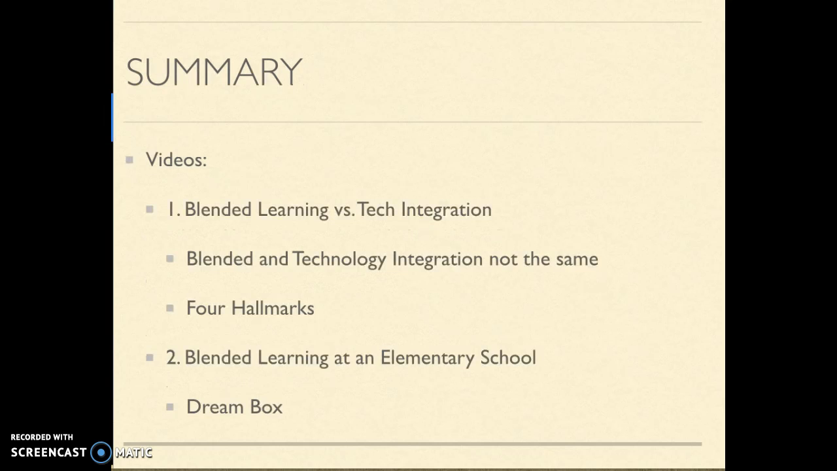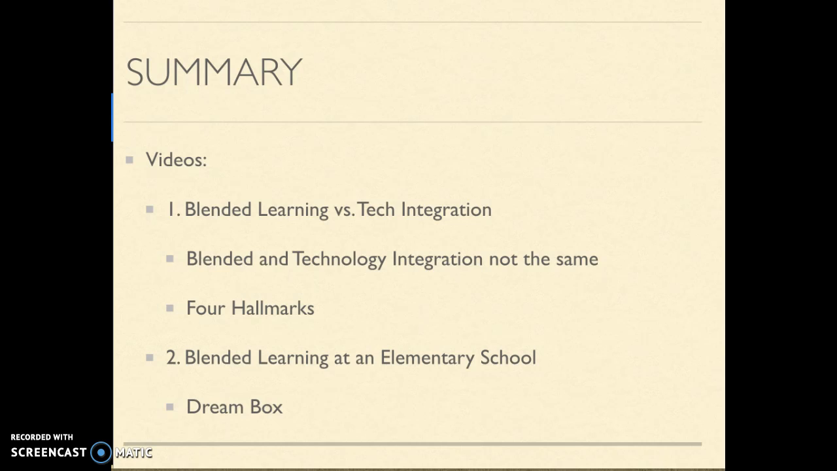As for the videos, there are two. The first one is blended learning versus tech integration. It goes over the difference between blended learning and just integrating technology. So learning and technology integration is not the same thing.